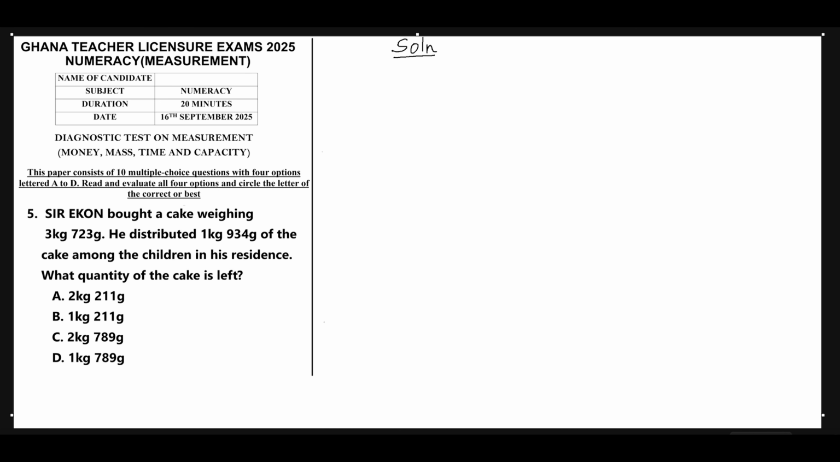Question 5. Sir Akon bought a cake weighing 3 kilograms 723 grams. So that was the initial weight of the cake. He distributed 1 kilogram 934 grams of the cake among the children in his residence. So he gave out 1 kilogram 934 grams of the initial weight of cake to children. Now they are asking us to find the quantity of cake that is left.